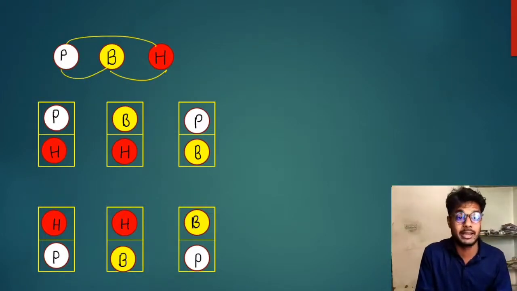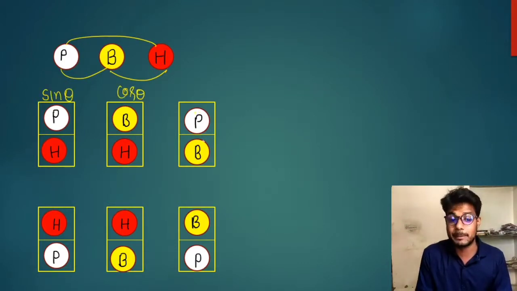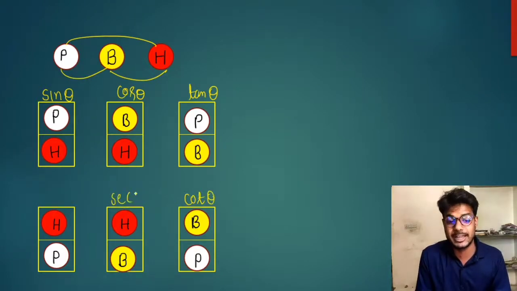So perpendicular and hypotenuse is called sin theta, and base and hypotenuse is called cos theta, and perpendicular and base is called tan theta, and next base and perpendicular is called cot theta, and hypotenuse upon base is called sec theta, and hypotenuse upon perpendicular is called cosec theta.